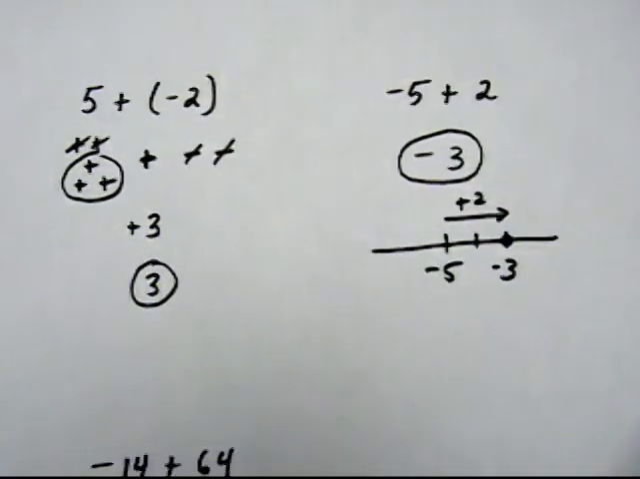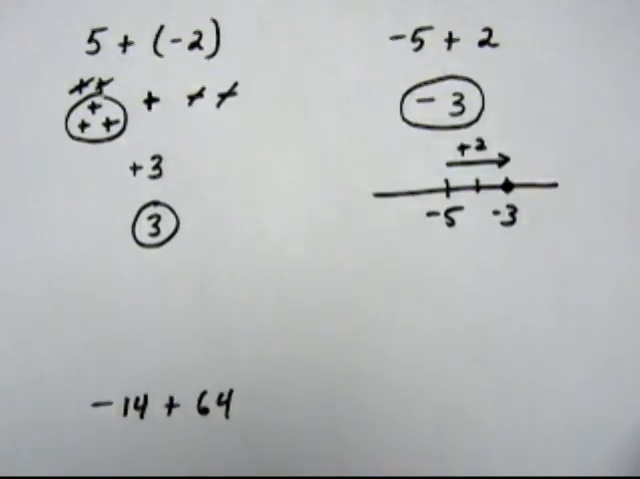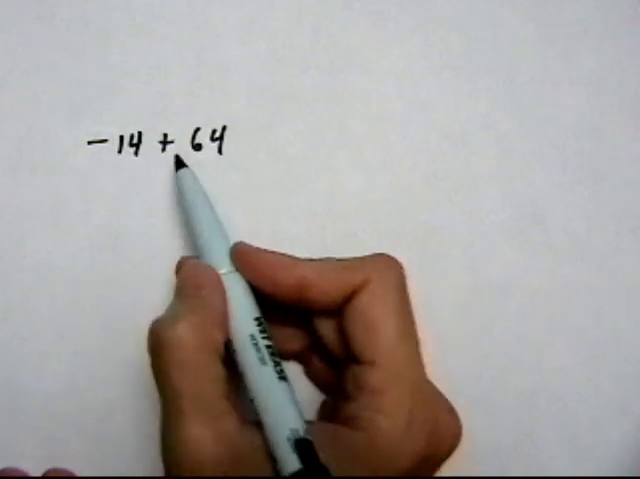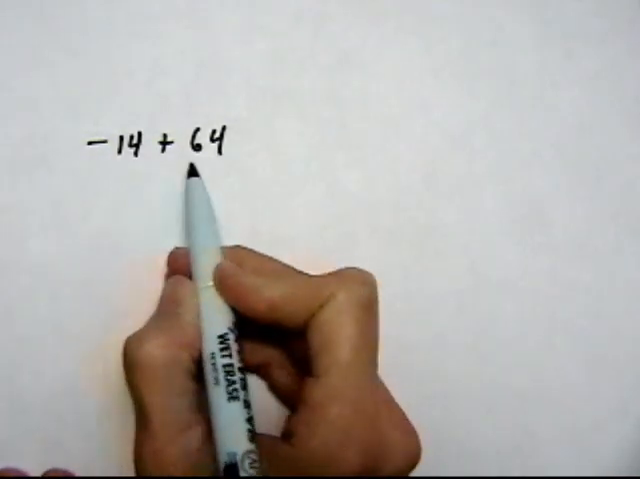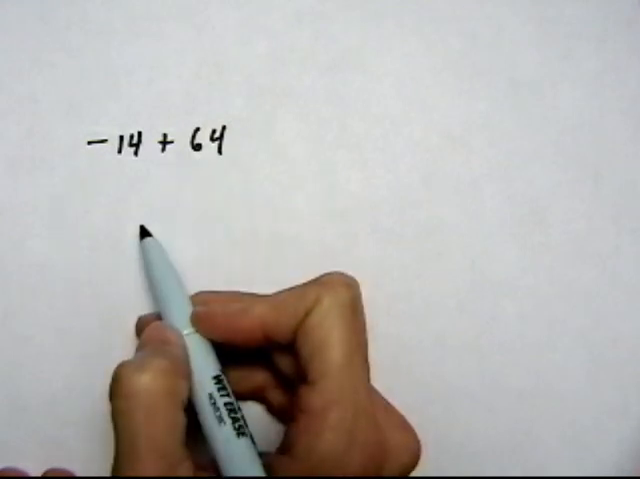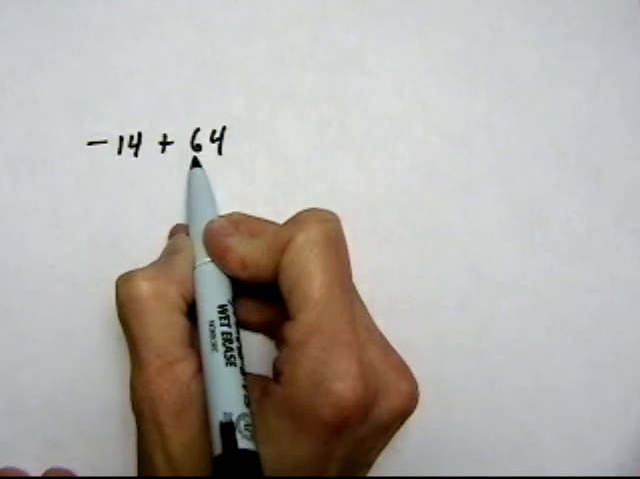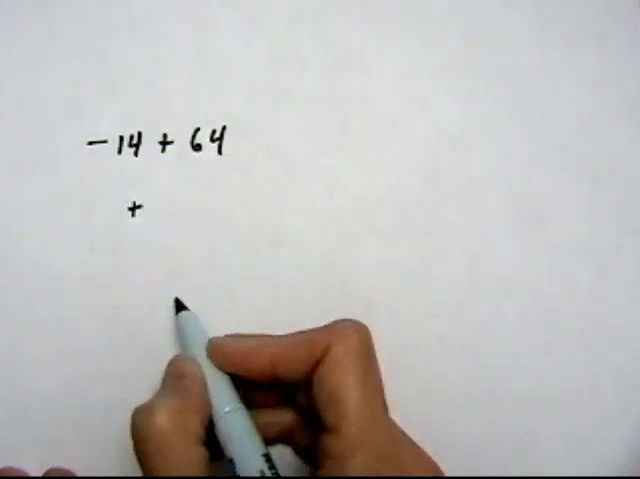And let's look at one more problem. Now it's hard to do the sign method or the number line method when you have larger numbers. So then you want to start thinking about it in terms of a rule method, which is adding 2 signed numbers with different signs. We're going to keep the sign of the number with the larger absolute value. So we have more positives because 64 is larger than 14. Therefore we're going to keep the positive.